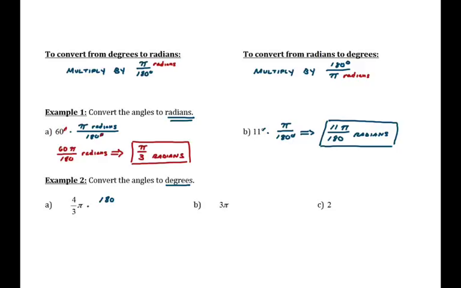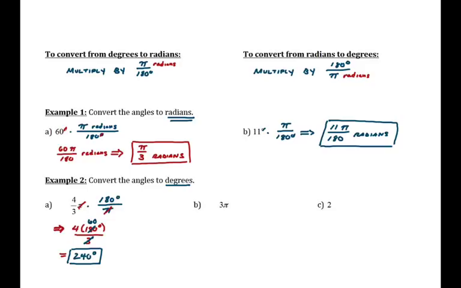And then example 2 is going the other way. If I want to convert from radians to degrees, then I would want to multiply my angle in radians, 4 pi over 3, or 4/3 pi, by 180 degrees over pi radians. So the pi's would reduce. So I'd have 4 times 180 in the top, 3 in the bottom, and then the 3 will reduce with the 180, leaving me 60. So I have 4 times 60 degrees in the top, which is an angle of 240 degrees.